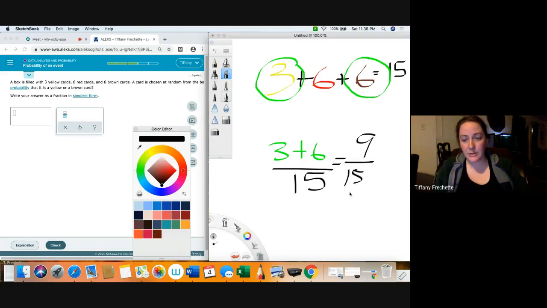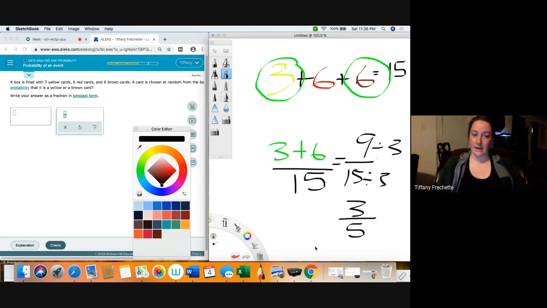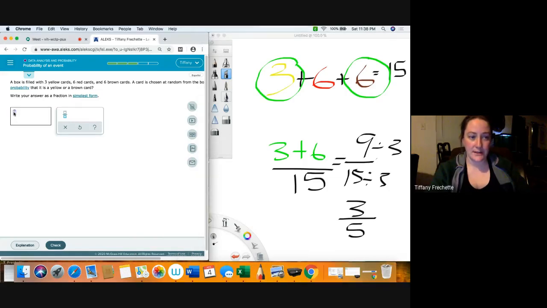Again, make sure you reduce. These can both divide by 3. 9 divided by 3 is 3. 15 divided by 3 is 5. So we have a 3/5 chance of getting either a yellow or a brown card. So it's a pretty decent chance. It's more than 50, a little less than 80%.